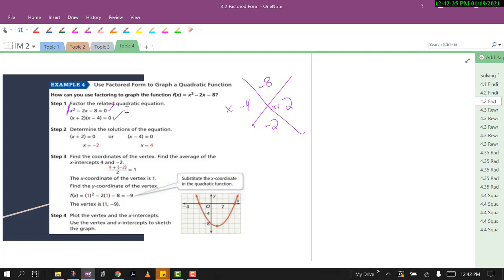To find our vertex, you're going to find the average of the x-intercepts, and that's all it is. To find the average of two things, you add them up and divide by 2. And that's what we did here. 4 plus negative 2 is 2. 2 divided by 2 is 1. That's our x-coordinate. And just like before, we plug it in. Plot the vertex and the x-intercepts, connect the dots.